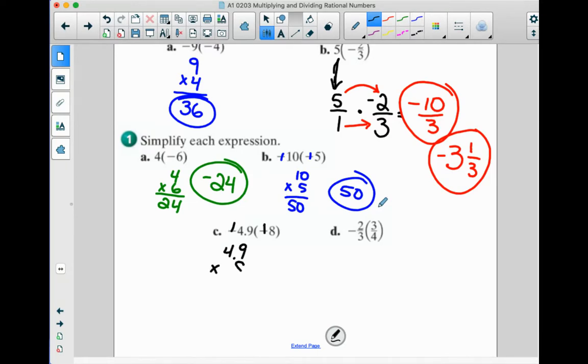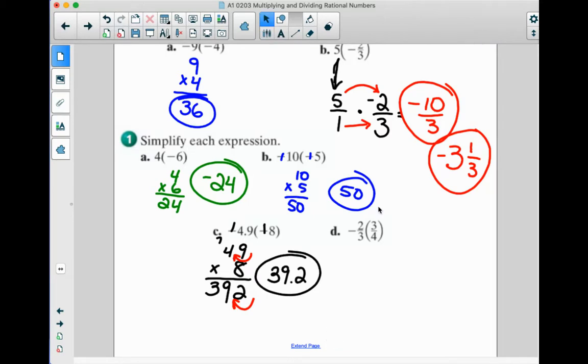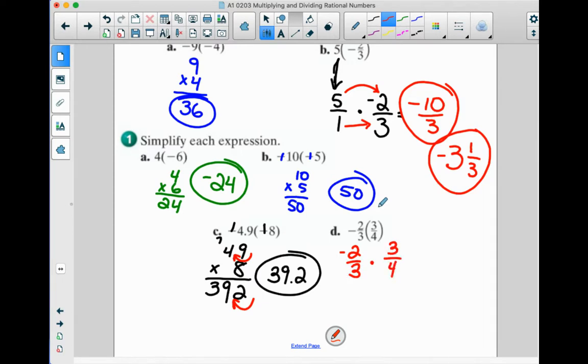4.9 times 8. 8 times 9 is 72. 8 times 4 is 32, plus 7 is 39. It was 1 decimal place, so we have to do 1 decimal place here. 39.2. And the last one, we have a negative times positive, so we know it'll be negative. So across the top, -2 times 3 is -6. Denominators, 3 times 4 is 12. 6 goes into both of these. 6 goes into 6 one time. 6 goes into 12 2 times.